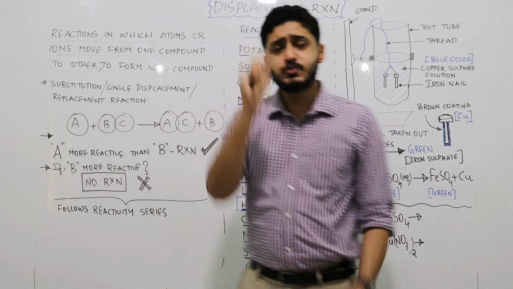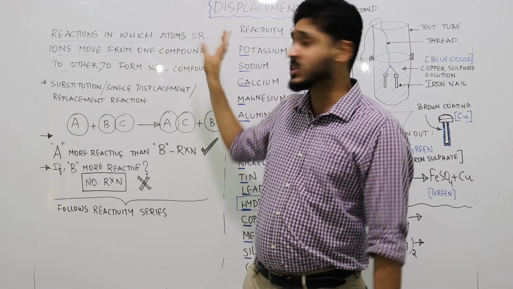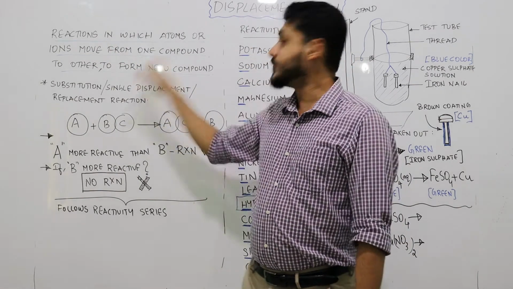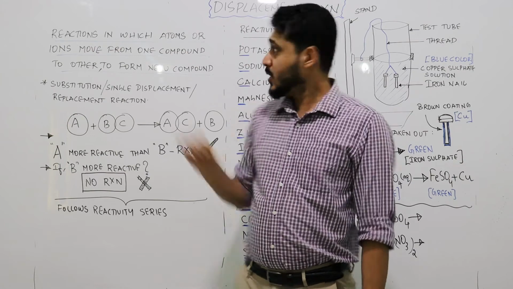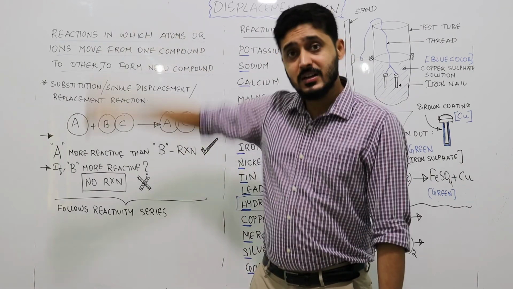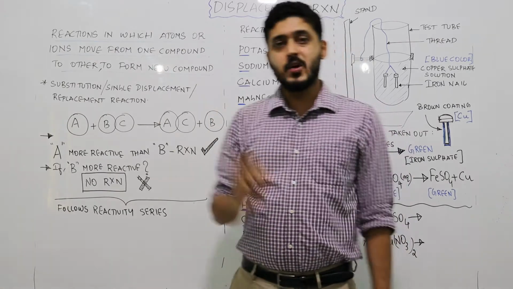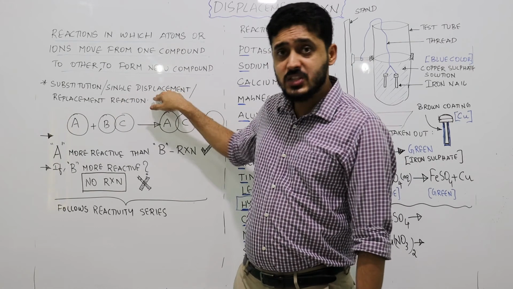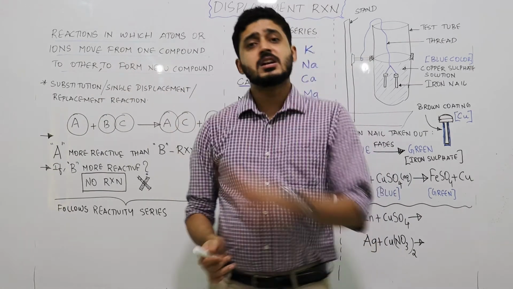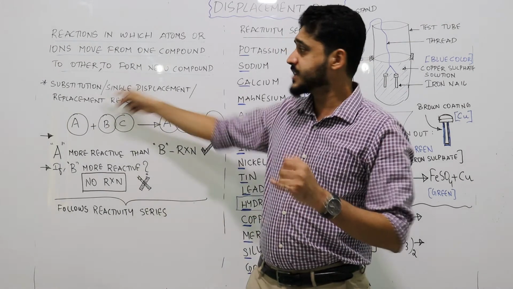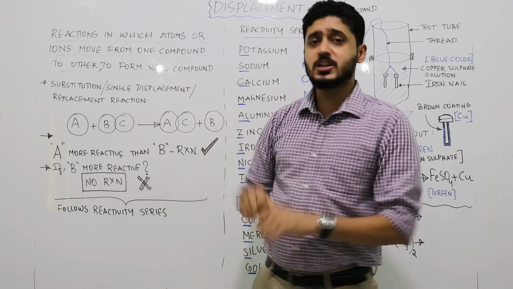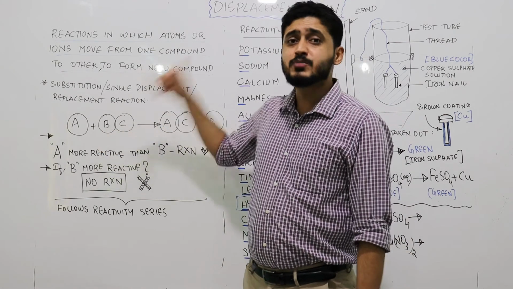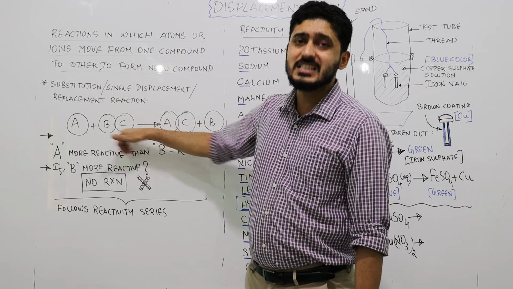So in short, displacement reactions are the reactions in which atoms or ions move from one compound to the other to form a new compound. Hence, these are also known as substitution reaction, single displacement reaction, or replacement reaction. This is the general equation. This is how displacement reactions are generally categorized as an equation.